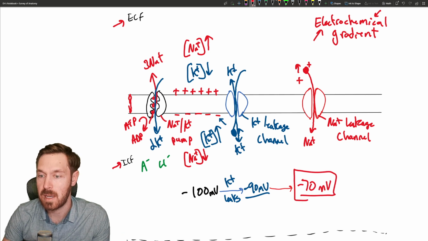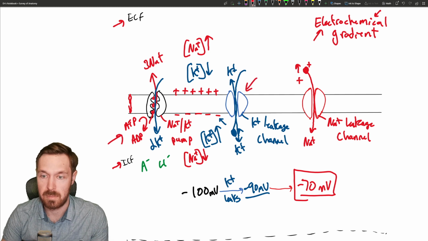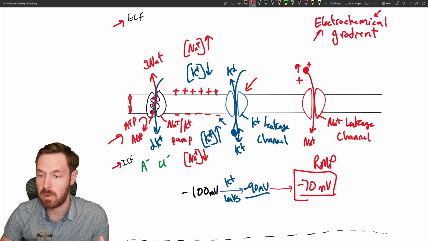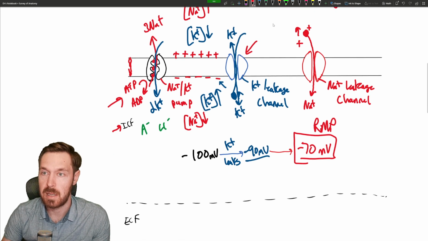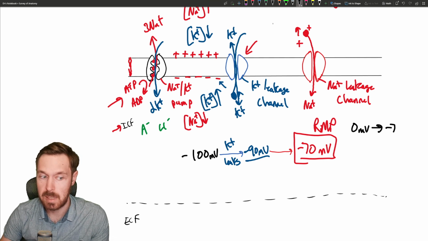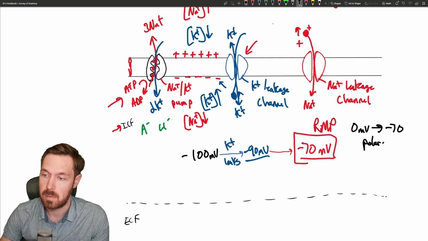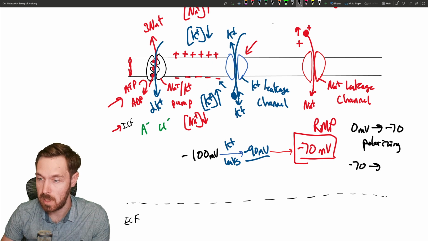And then as some leaks in, you'll get the potassium pump over here, which goes again. And you also get these potassium leakage channels keeping this resting membrane potential right around minus 70. Now, if you change from this minus 70, say you go from 0 millivolts to minus 70 millivolts, that is called polarizing. Or if you go from minus 70 to 0 millivolts, that is called depolarizing.